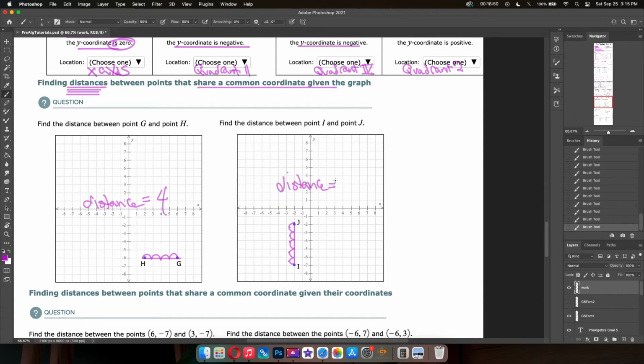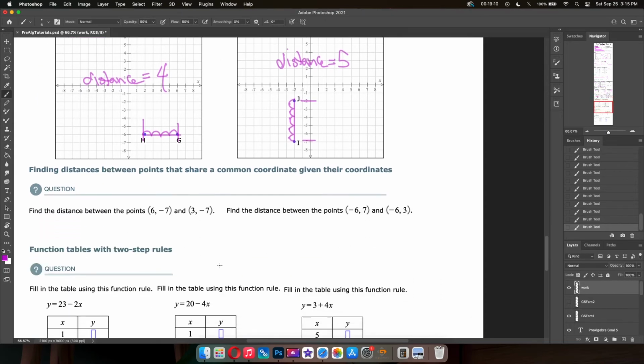Distance equals 5. And for my mental math people, what I would do is I'm looking at the -7 and the -2. 7 minus 2 is 5. Over here, I'm looking at 2 and I'm looking at 6. 6 minus 2 is 4. And when you see Ms. Dubois doing her mental math really fast, that's how I'm calculating my distance.